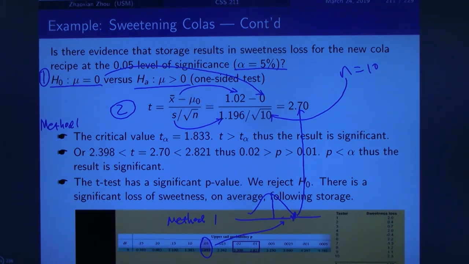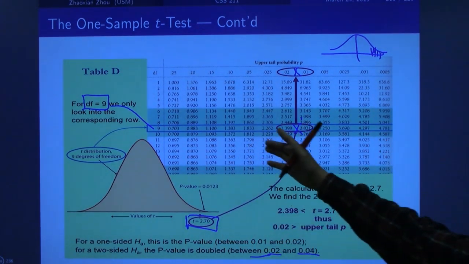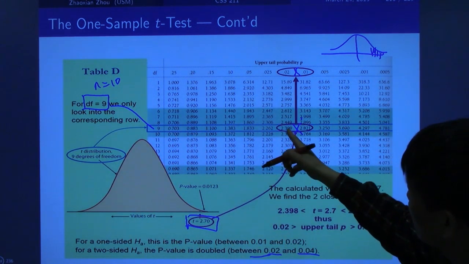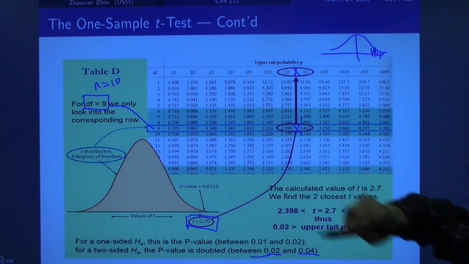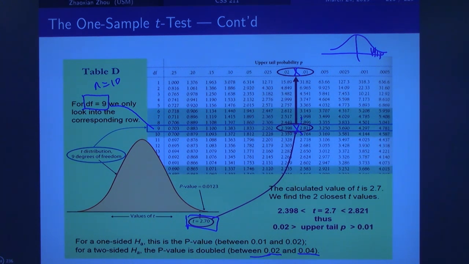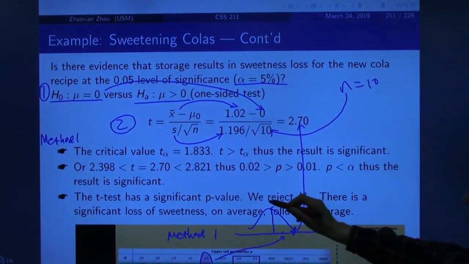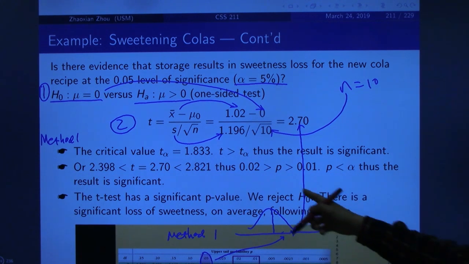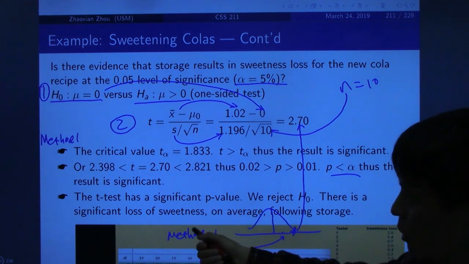The second method is that we need to calculate the p-value. The p-value is very simple. We already discussed it in the last slide. t equals 2.7, and because n equals 10, the degrees of freedom df equals 9. Looking at this line, t equals 2.7 is between 2.3 and 2.8, somewhere in between these two. Then the p-value will be between 1% and 2%. We are interested in a one-sided test, so the p-value is larger than 1% and less than 2%. As we said, we don't know the exact value of the p-value. We only know it's in this range. But the good news is no matter what value is inside this range, it is always less than this alpha, which is 5%. So that means the result is significant.